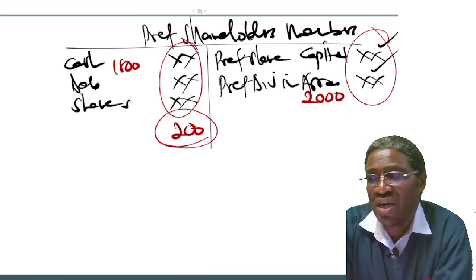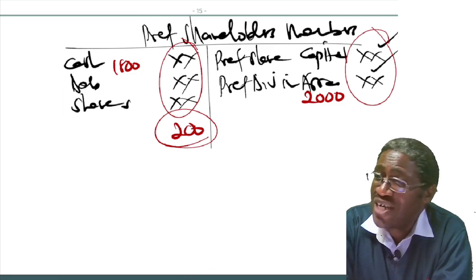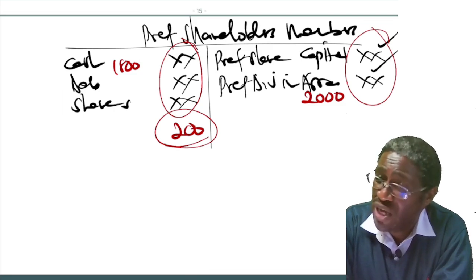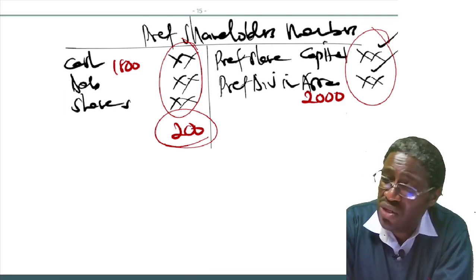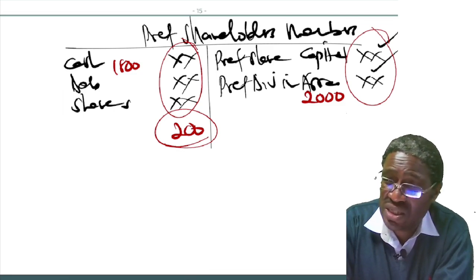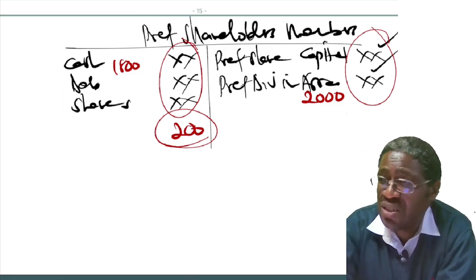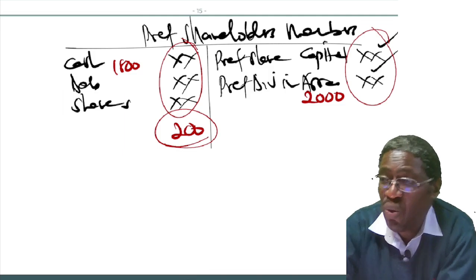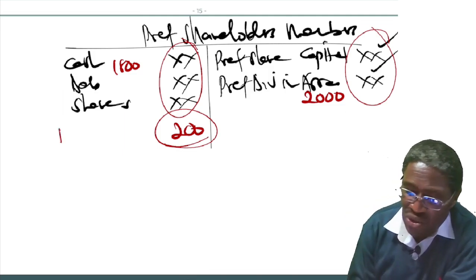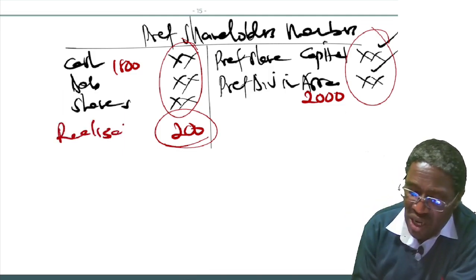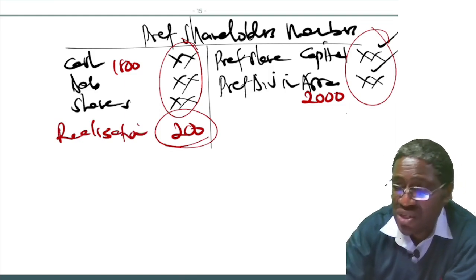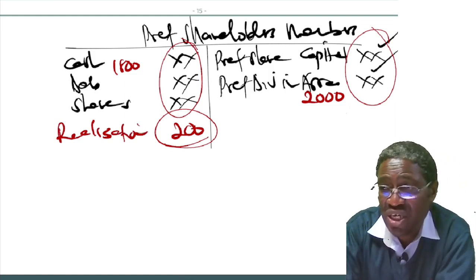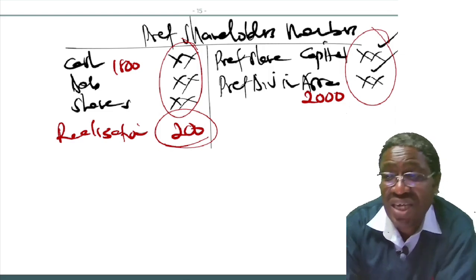Thank you. It's a gain because we are reducing what we owe to them. We owe them 2 million, but we are paying them less. So to us as a company, that's a gain. So where do you take it? Now listen, you take it to the account we are calling realization account.